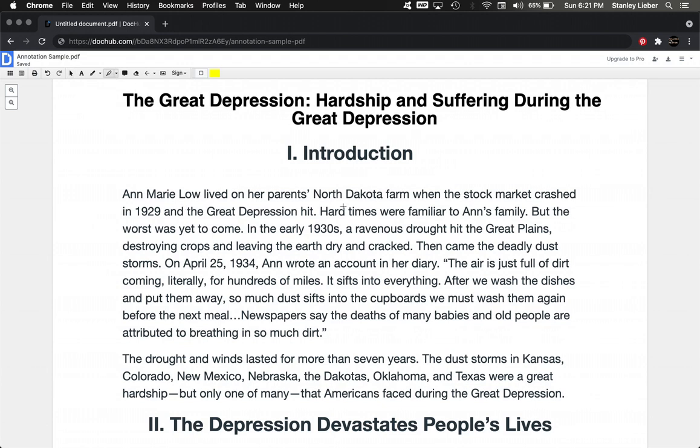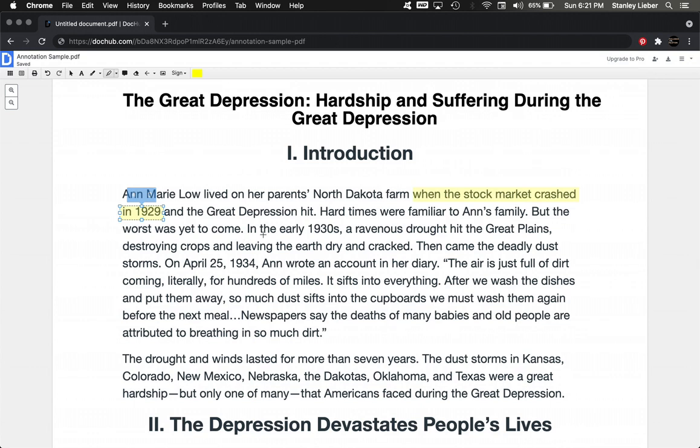So I'm going to come in with my highlighter, and it says, when the stock market crashed in 1929. So I'm going to mark this as an important date. It sort of marks when the beginning of this hardship began. And then the second part is when the Great Depression hit. So we know right after 1929, we've started the Great Depression.